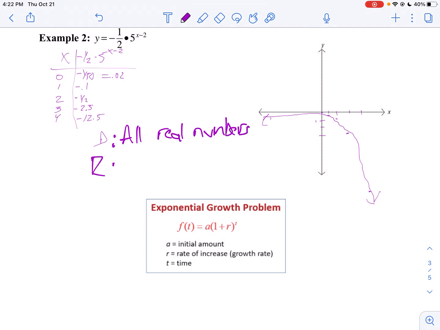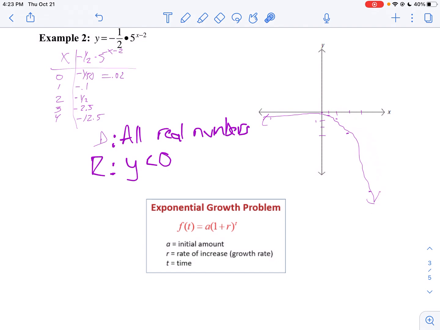Our range is going to be, y is going to be less than 0. Notice our graph got shifted 2 to the right. And so our y-intercept was really small here at negative 0.02.